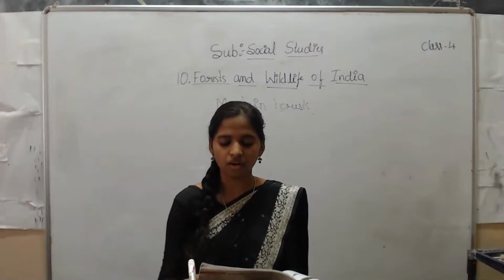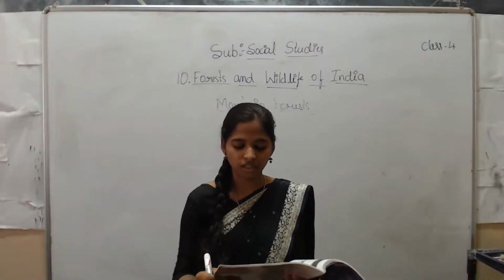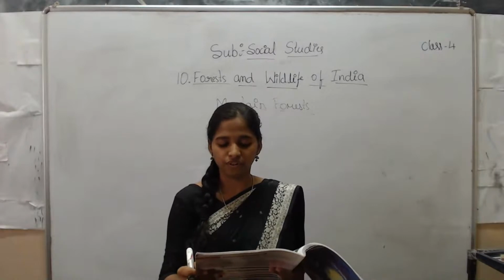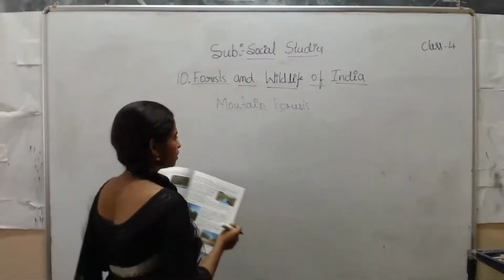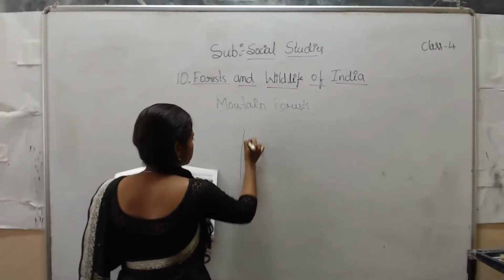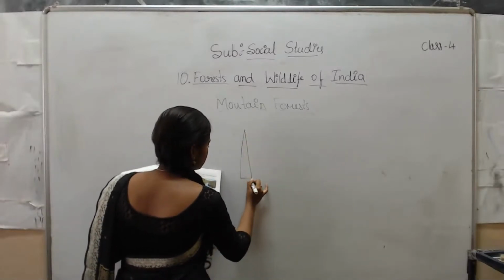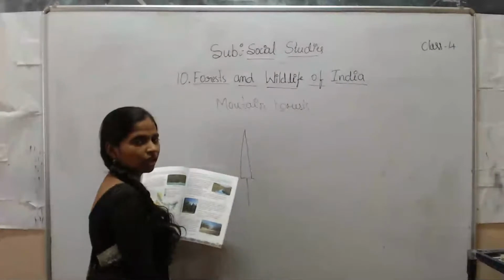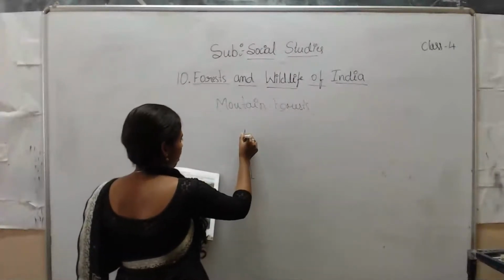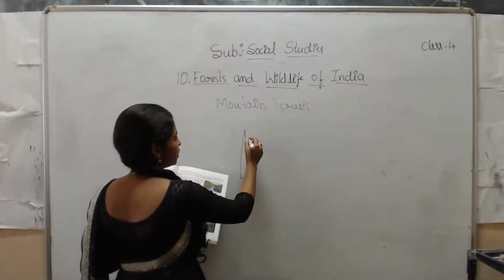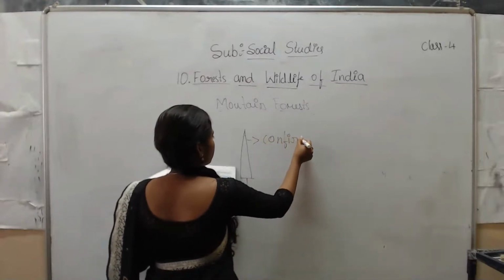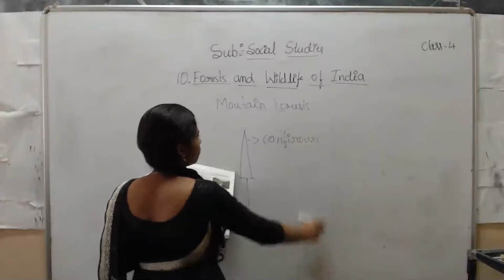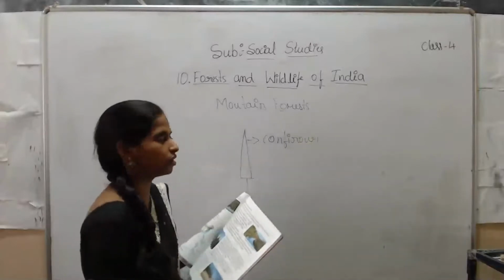They have coniferous trees such as pine, fir, spruce, and deodar. So these conifers, in the sense, are in a cone shape. See here, the trees will be like this shape. They will be sharp at the edge. These kinds of trees are called coniferous trees. So in this mountain forest, you can observe these coniferous trees.